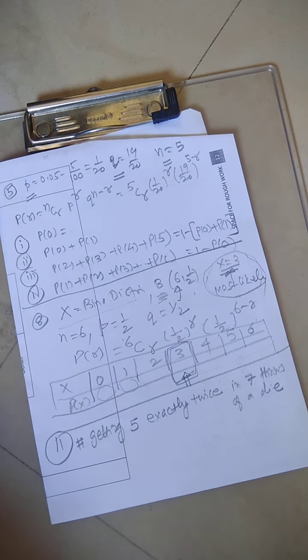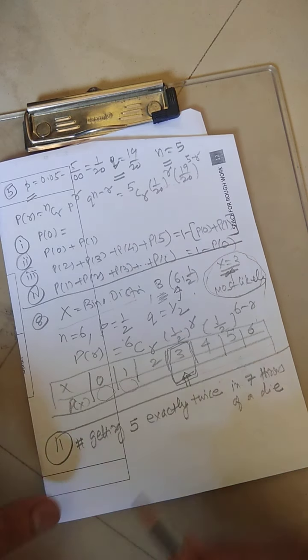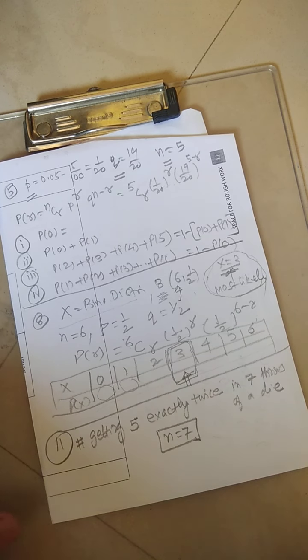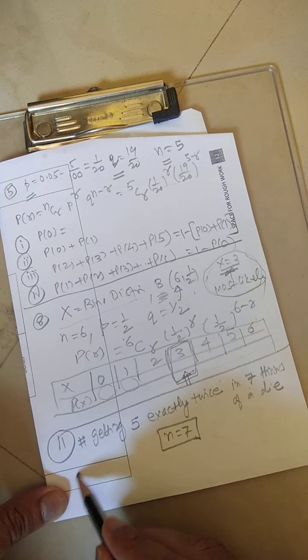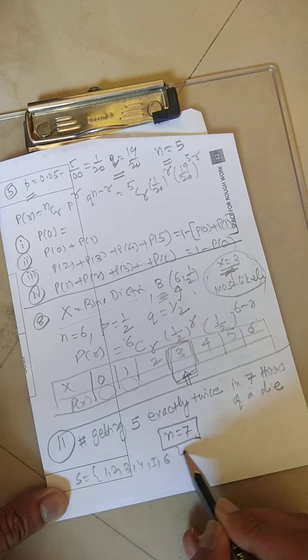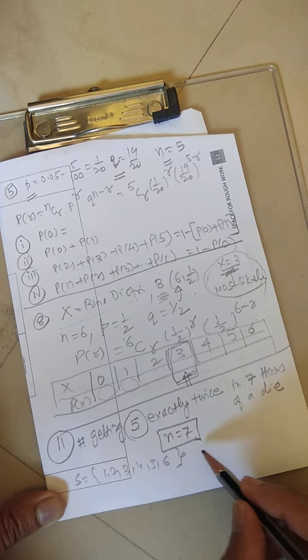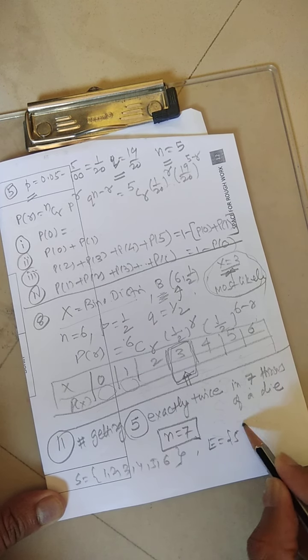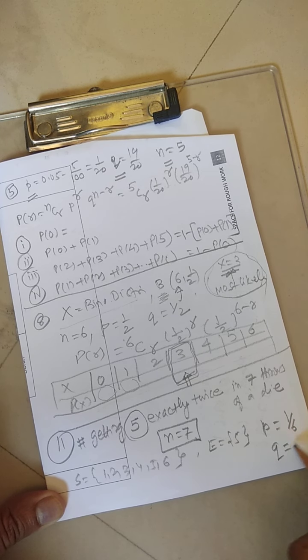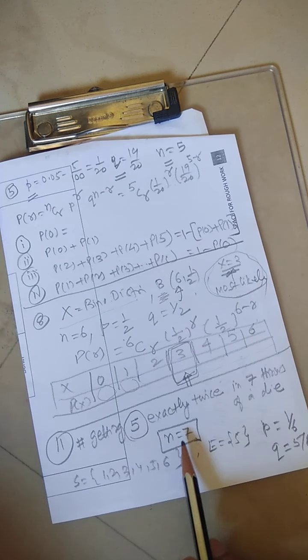Now this experiment is performed how many times? 7 times. So one thing is given: n is equal to 7. What are you doing 7 times? A die is thrown. So the sample space for a die is 1, 2, 3, 4, 5, 6. What do you require? 5. So the event will be getting 5. What is the probability of this event? It will be 1 by 6. So what must be q? q must be equal to 5 by 6. So you have got the value of n, and the values of p and q, respectively 1 by 6 and 5 by 6.